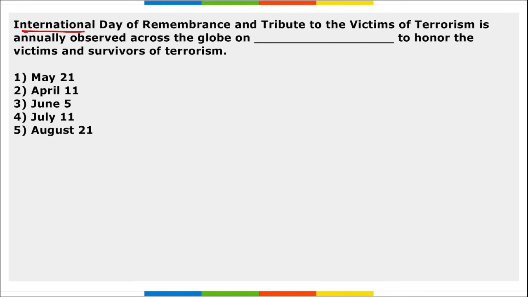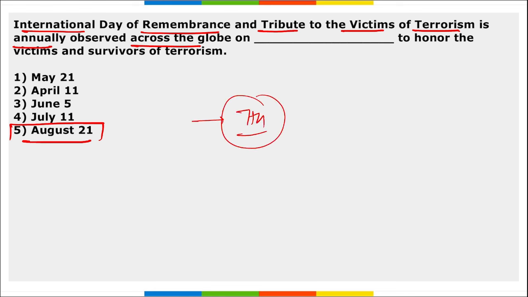Next, International Day of Remembrance and Tribute to the Victims of Terrorism is annually observed across the globe on 21st of August, and it is to honor the victims and support the survivors of terrorism. This year it was the 7th commemoration of the International Day of Remembrance and Tribute to the Victims of Terrorism. Right, the first edition of this day was observed in the year 2018.